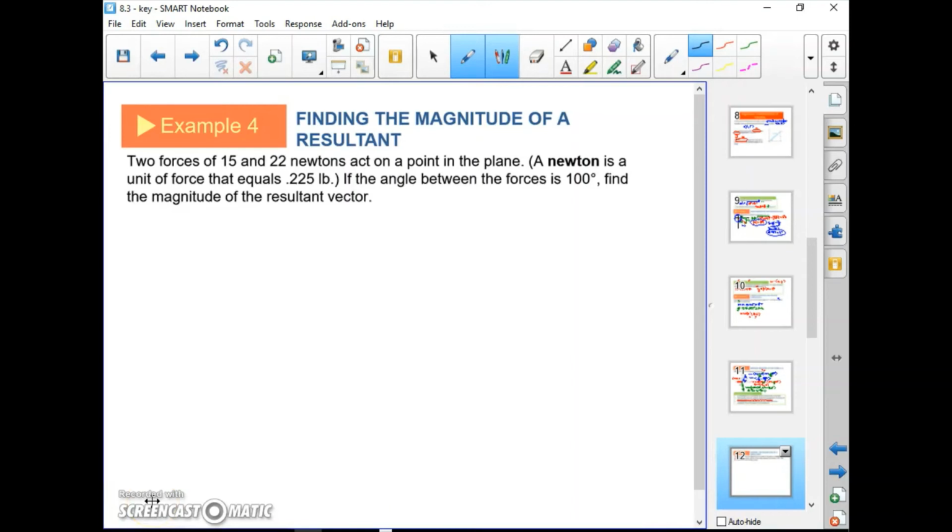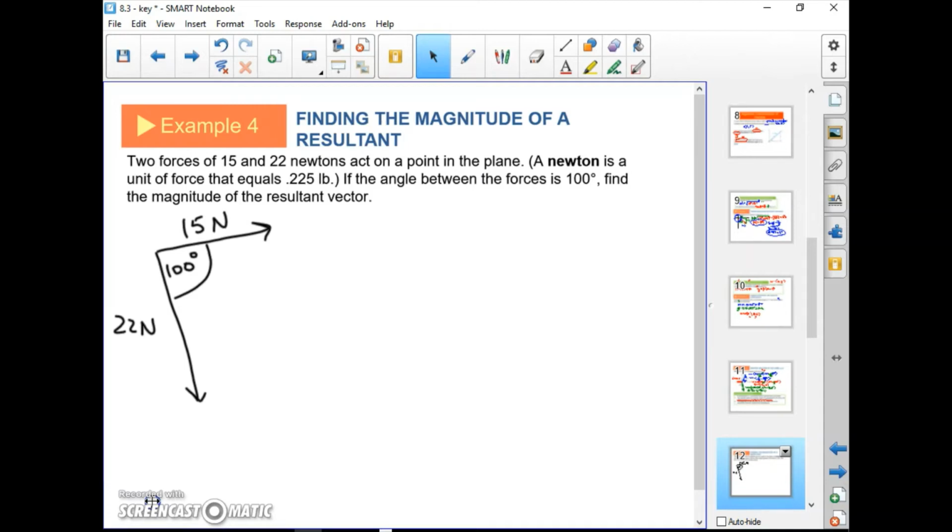On example 4, I purposely blocked out the picture just because I think it's good for us to draw our own. So let's look at what we have. Two forces of 15 and 22 newtons act on a point in the plane, and then the angle between the forces is 100 degrees. So let's draw what that looks like. We've got 15 newtons and 22 newtons. It doesn't have to be perfect, with 100 degrees in between the two. That's really all they give us to go by. And they want us to find the magnitude of the resultant vector. So the resultant vector is either going to be a golf ball problem or a dog walker problem.